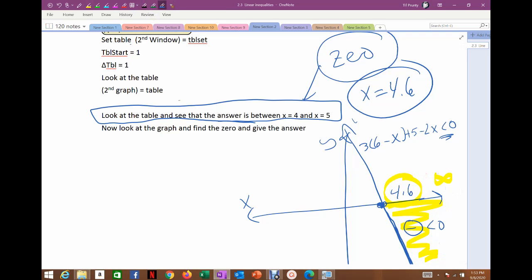So the answer is the x values have to be greater than 4.6. Greater than because it's not equal to, right? It's greater than because I'm shooting off to infinity, right? I'm on the greater than side, shooting off to infinity, so I've got to be bigger than 4.6. It's not equal to because I don't want to have the 0, right? I don't want to include the 0 because I'm not including the 0 in my question, right? I want to be on the negative side, not including 0.